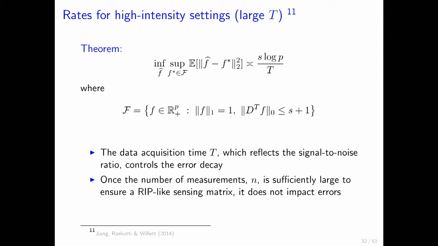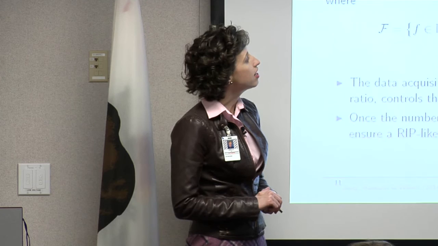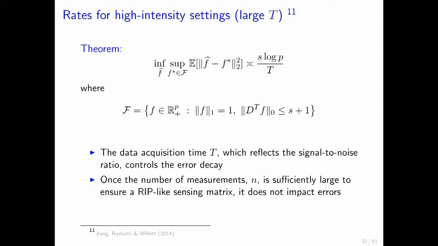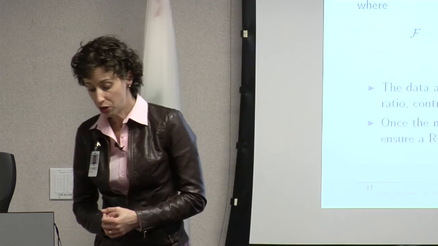So when T is large, when our signal-to-noise ratio is high, then this expected mean squared error scales like S log P over T. So a couple of things to note. First of all, it increases with S, which is probably very expected considering a lot of the other literature in this area. But what we see is that what's controlling how quickly this error goes down is T, how much time we spend sensing, or our overall, say, electron beam dose. And N, the number of measurements that we collect, is not showing up here at all, which might seem very surprising. But in fact, this is reflected in different simulations.